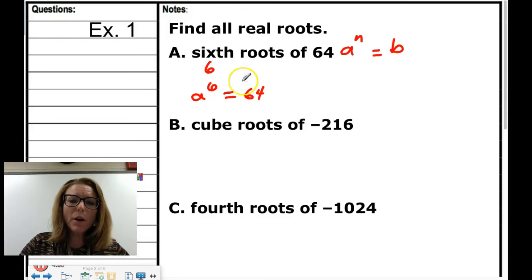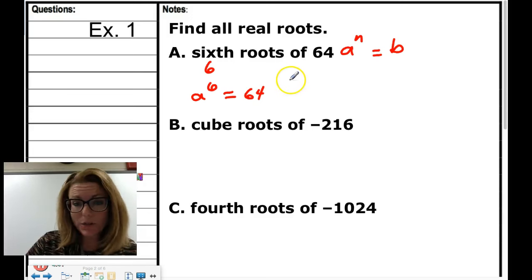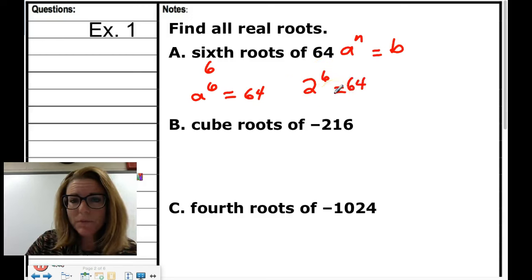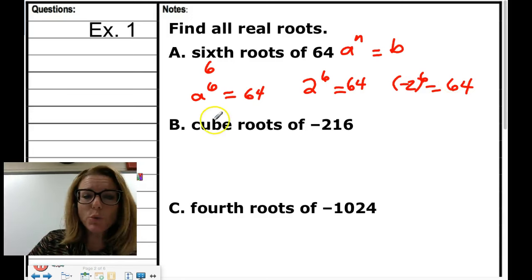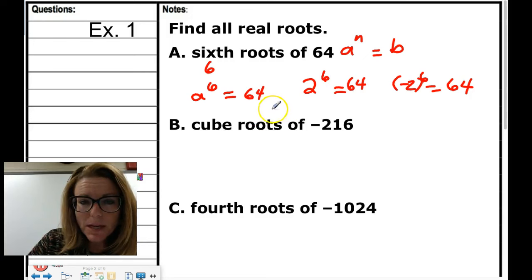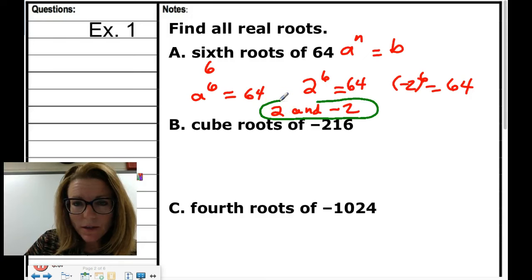Okay, so therefore, you can actually type this into your calculator. You can take the 6th root of 64 and you're going to find your answer. So for example, we know that 2 to the 6th is equal to 64 and negative 2 to the 6th is equal to 64. So it says find all the real roots. There's going to be 2 real roots and the real roots are going to be 2 and negative 2. So that is going to be your answer right there.